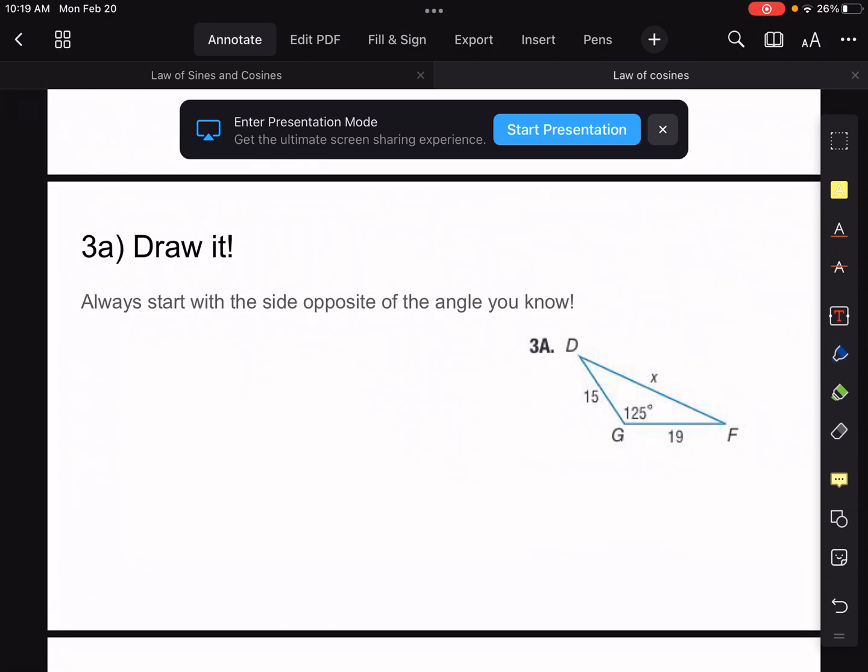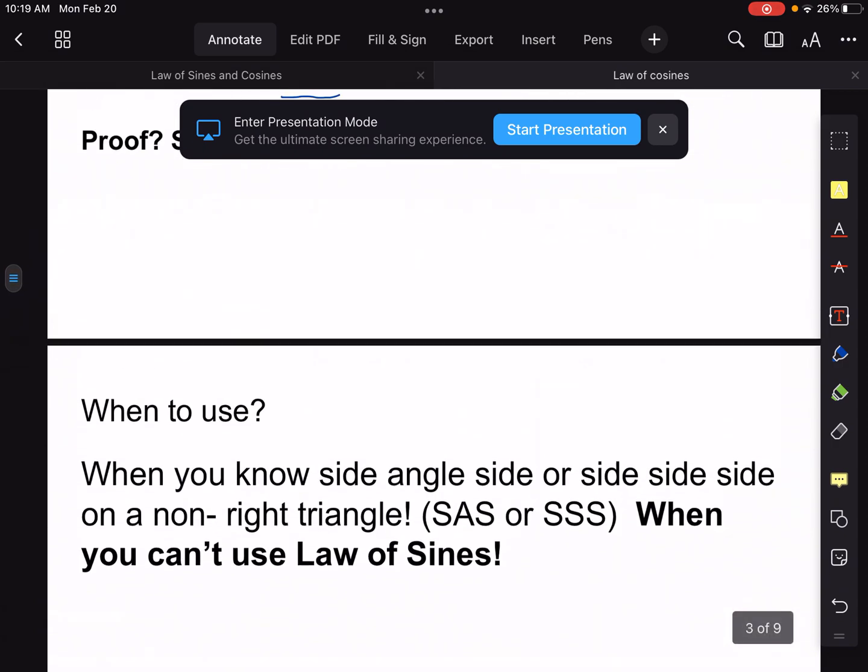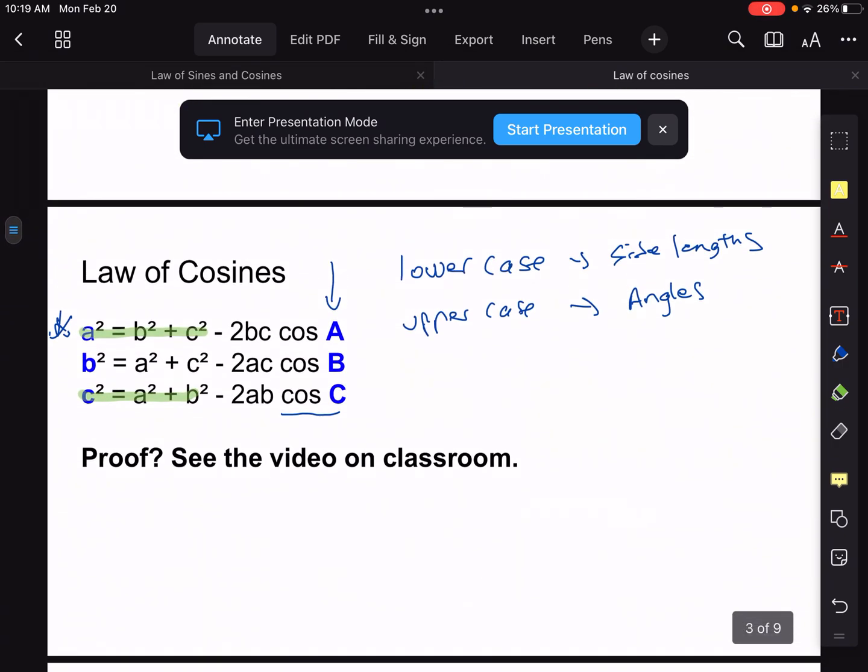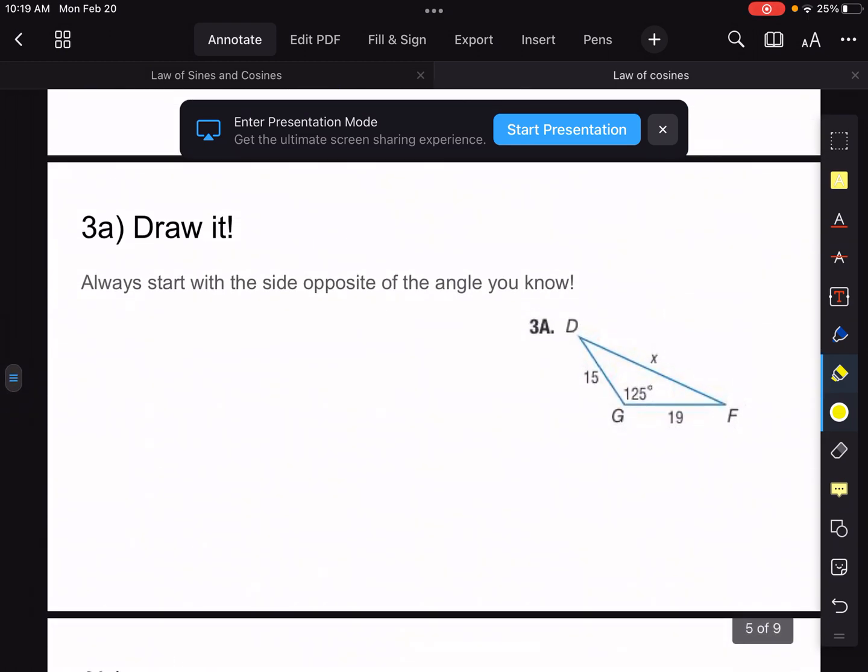So the law of cosines has a bit of a pattern to it. I'm going to scroll back up here so you can see the pattern. I'm going to erase some of this stuff so I can highlight this again. The pattern here is this: however it starts, it ends. And remember that the uppercase letters are simply angles. So if you know an angle, that is where you're going to start this whole process. Let's go back to this here now. We know an angle, and so we're going to start with the side length opposite of that.